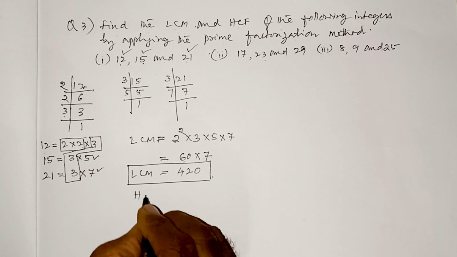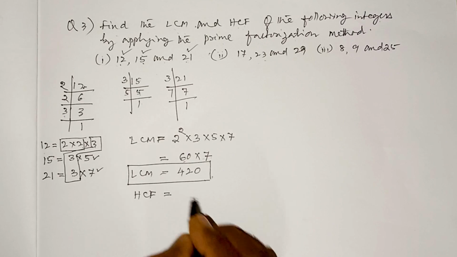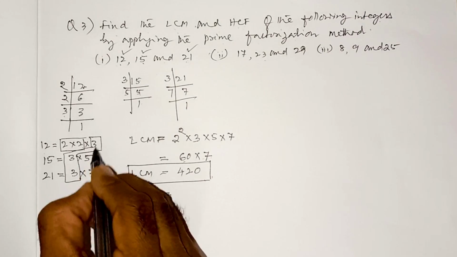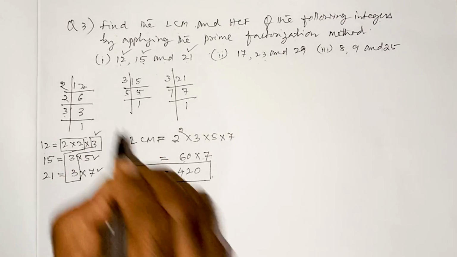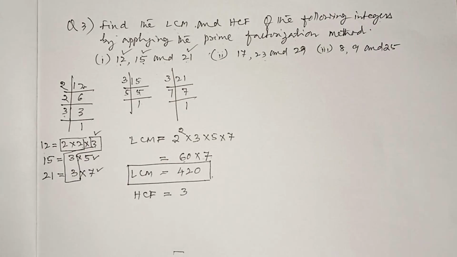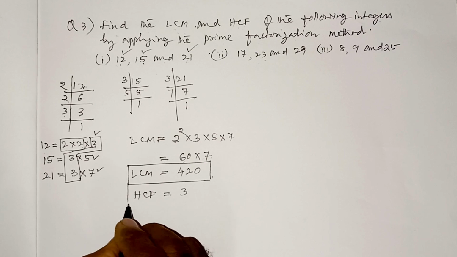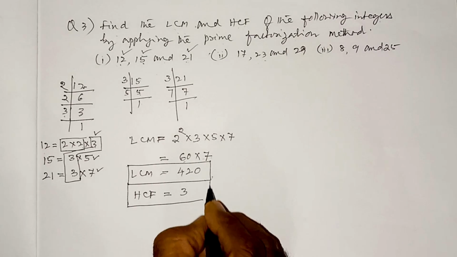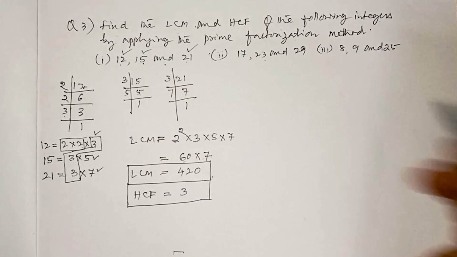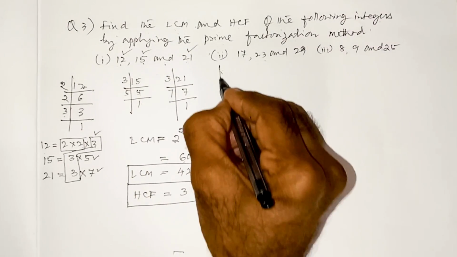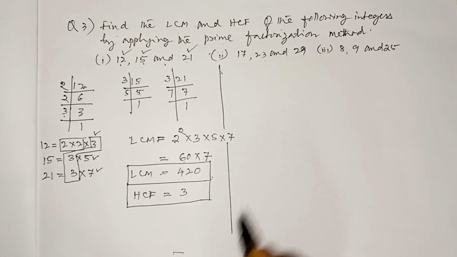Now HCF. HCF is easy to find out. What is common? That you need to write down. 3 is common, so 3 is the HCF. That is our answer for the first question. Now let us try the second question.